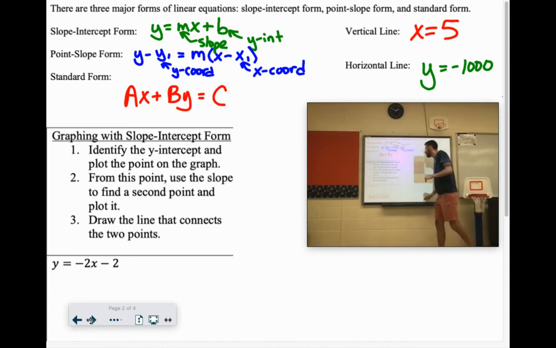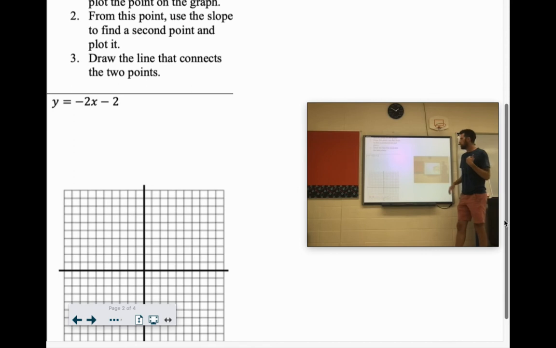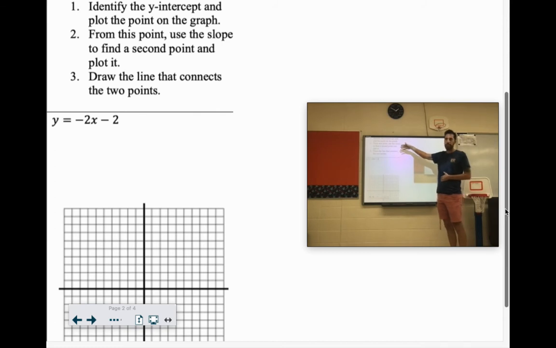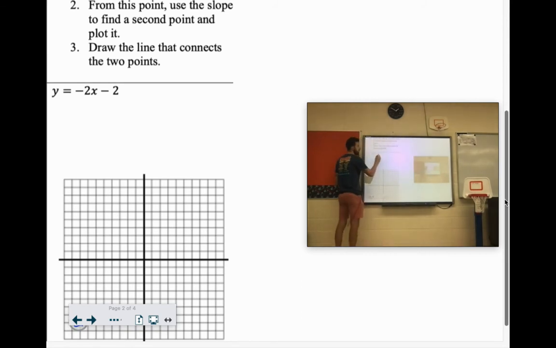All right, so let's get into slope-intercept form. These to me are the easiest ones to graph. So it gives you a little hints here. Figure out the y-intercept, put that point on the graph. Okay, so step 1 says y equals negative 2x minus 2. So our b, our y-intercept, is negative 2. If it has a minus there, you have to include it like a negative.